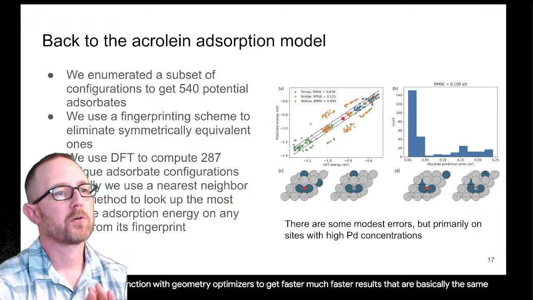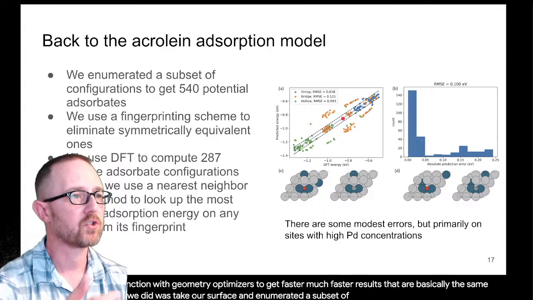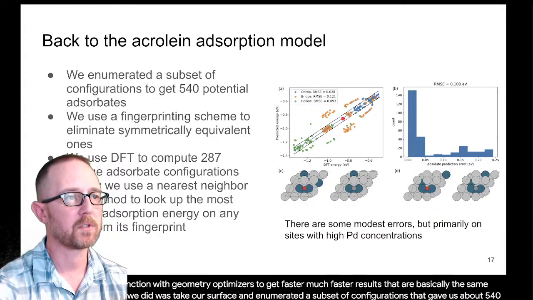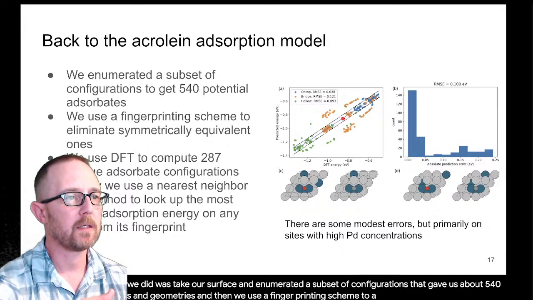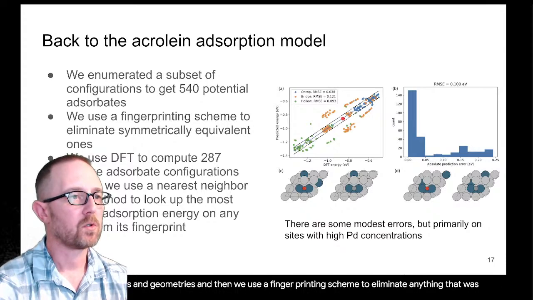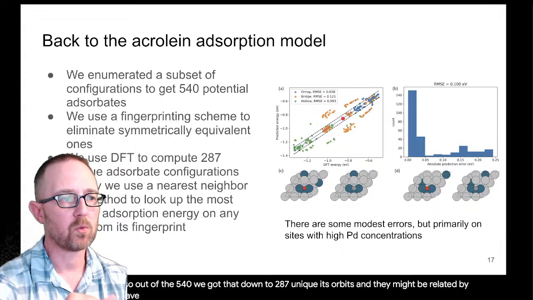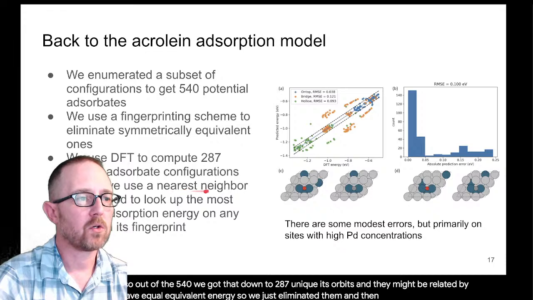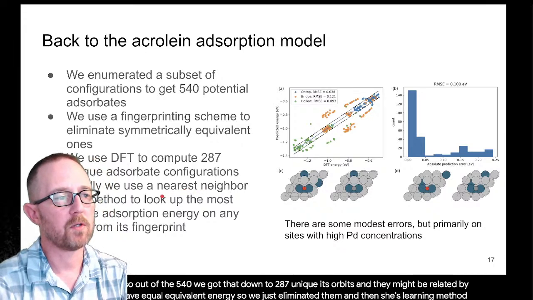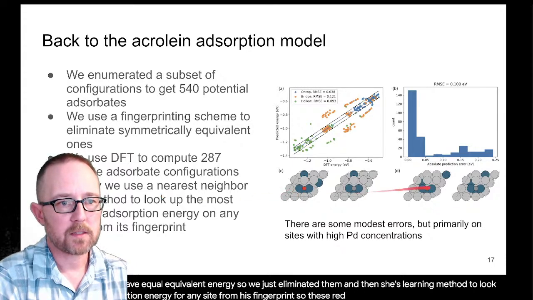All right, so back to acrolein. What we did was take our surface and enumerate a subset of configurations that gave us about 540 different potential adsorbates and geometries. And then we used a fingerprinting scheme to eliminate anything that was symmetrically equivalent. So out of the 540, we got that down to 287 unique adsorbates. They might be related by symmetry, but those will have equivalent energies, so we just eliminated them. And then we created a nearest neighbor machine learning method to look up the most stable adsorption energy for any site from its fingerprint.